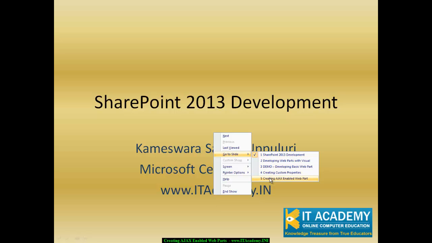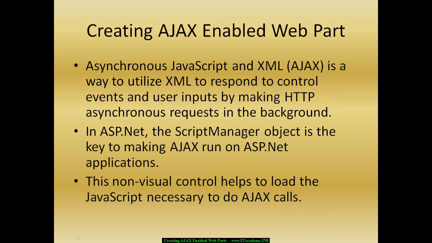Before I explain the code in Visual Studio, let me take you through some basic concepts of AJAX, which is responsible for suppressing the postbacks from the user, and it does the postbacks asynchronously with lots of JavaScript code. The script manager object is responsible for running AJAX behind the scenes by putting up a lot of JavaScript code. The script manager is a non-visual control, and it loads the necessary JavaScript to do asynchronous calls.